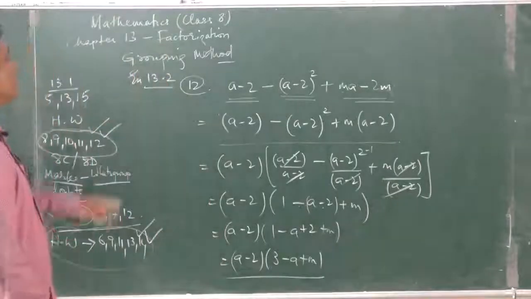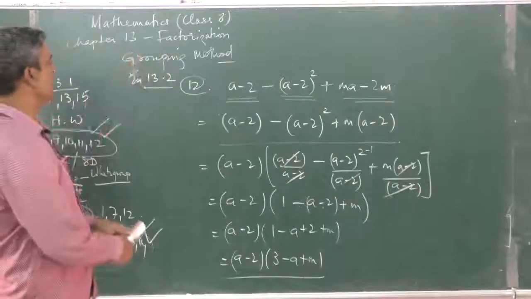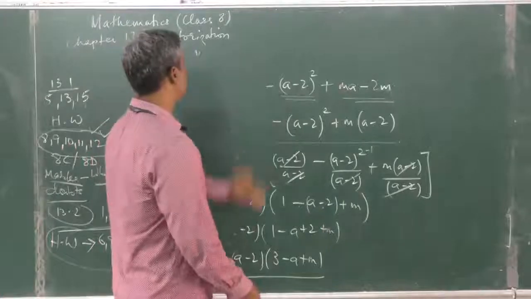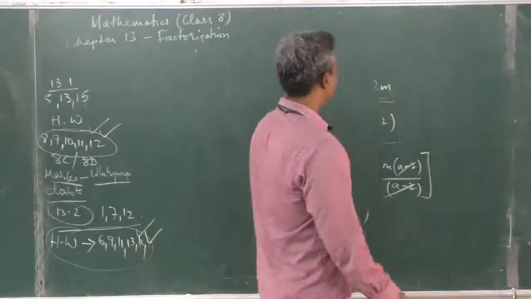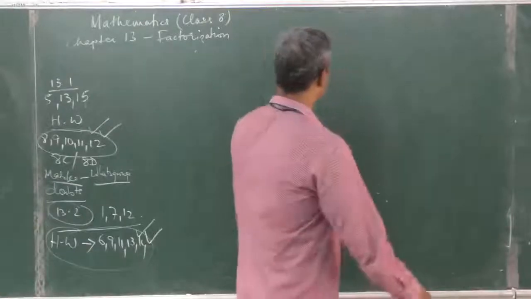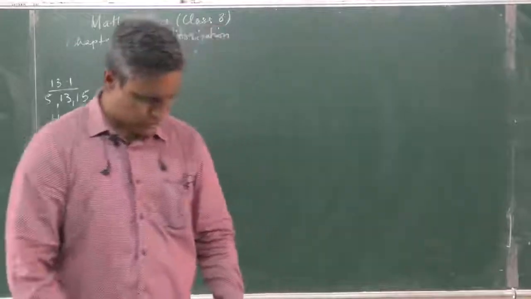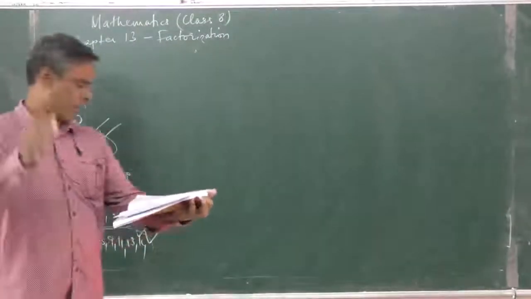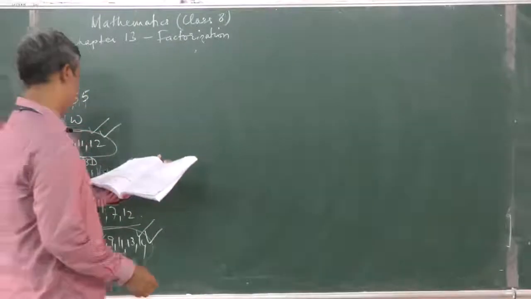Moving on to the next method. Up till now we have learned two methods: common term method and grouping method. Now before we go into the third exercise, we need to again know some new methods. If you look at page 222, towards the bottom of the page, it says factorization using three standard identities.